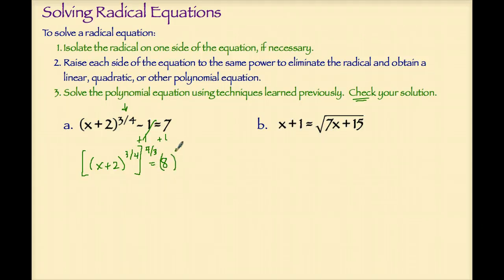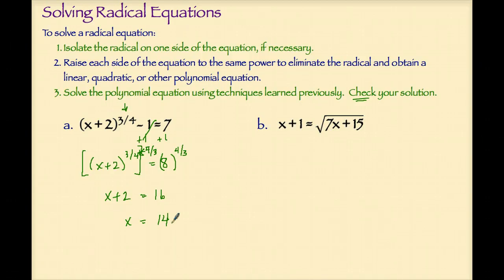So, when we do this to both sides of the equation, these multiply together, giving us (x + 2) to the 1, which of course is just x + 2. Now, 8 to the 4/3: when you take the cube root of 8, you get 2, and raise it to the 4th power, you get 16. Now to solve, when you subtract 2 from both sides, you get 14.